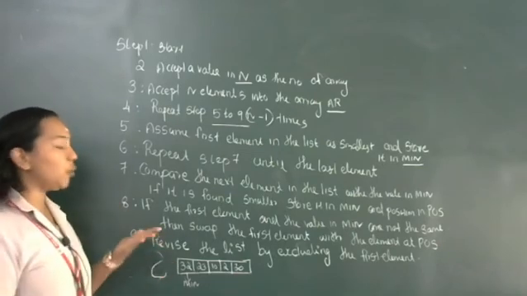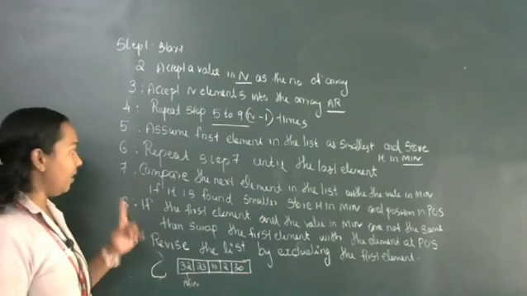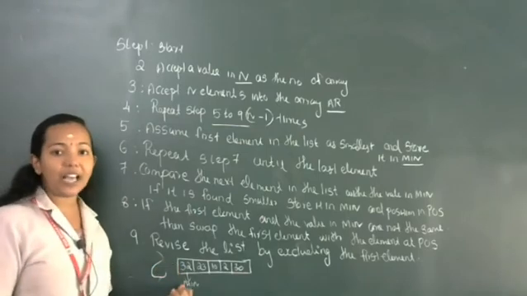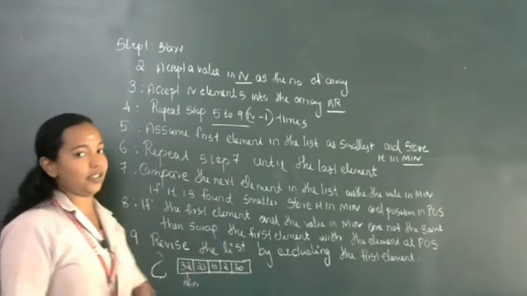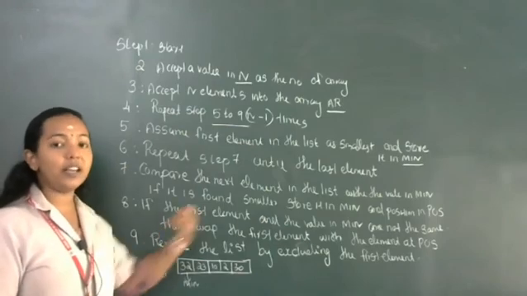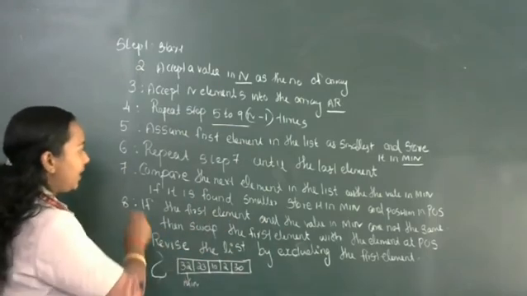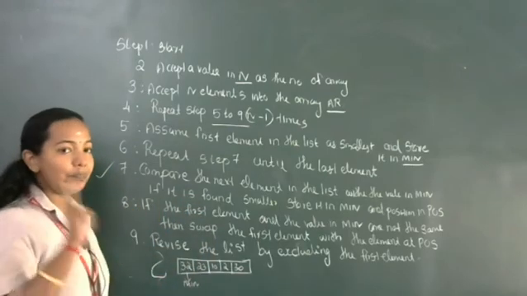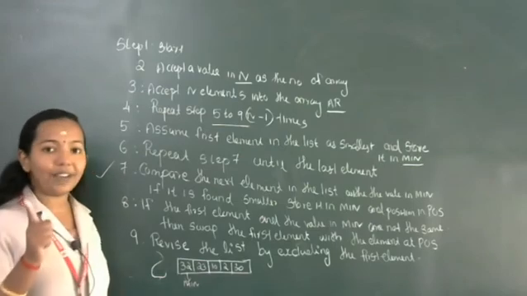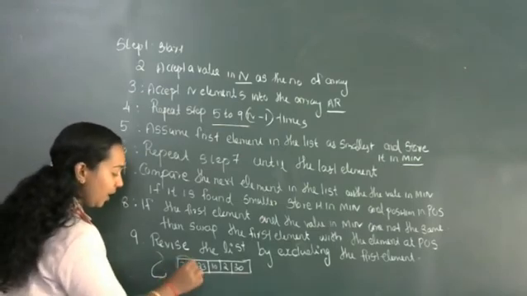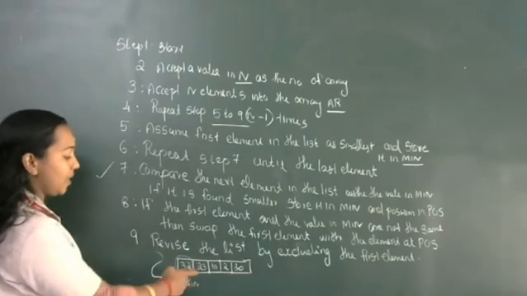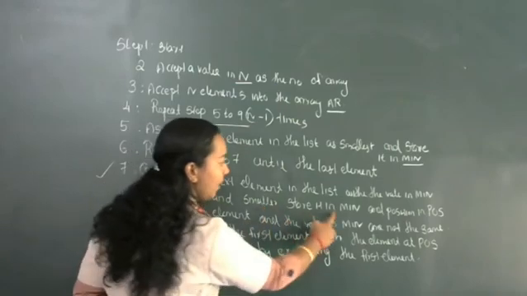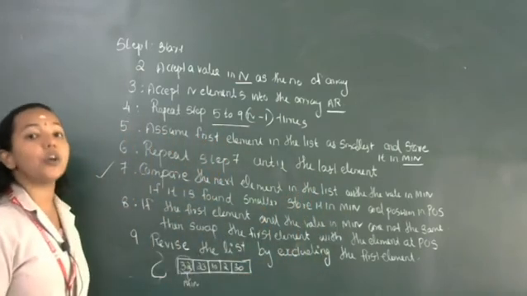And after that you want to repeat step 7 until the last element. That means we are going to compare the minimum value with the other elements until the last element. So we are starting from the first element to the last location. Then please look at the 7th step. It's very, very important. What is this? Compare the next element in the list with the value in min. So 32 we are comparing with the next element. What is the next element? 23. If it is found smaller, store it in min and position in POS.